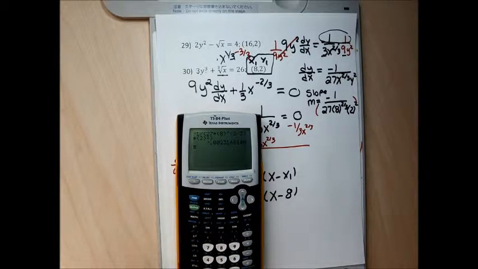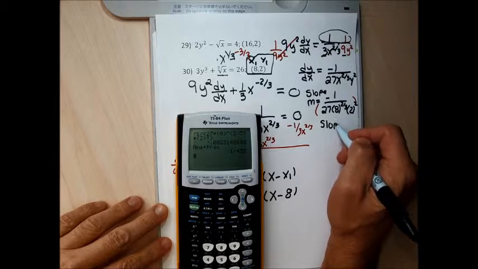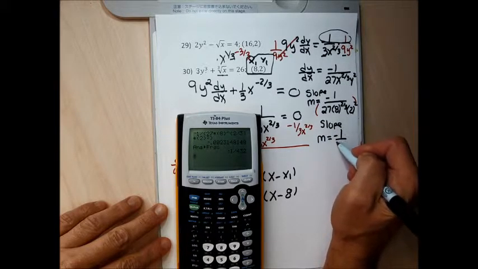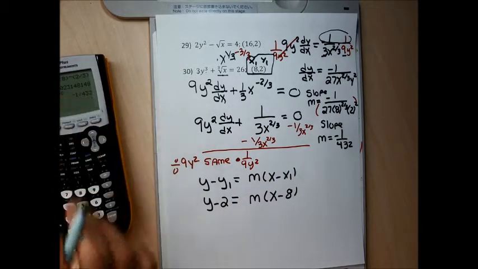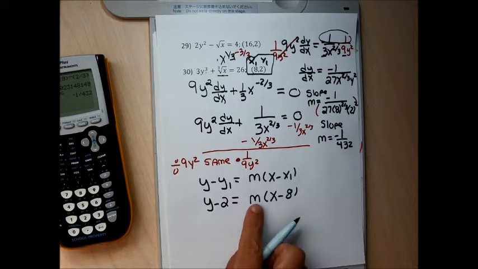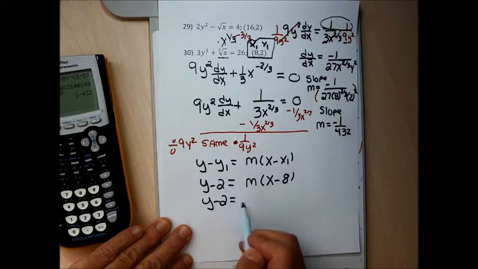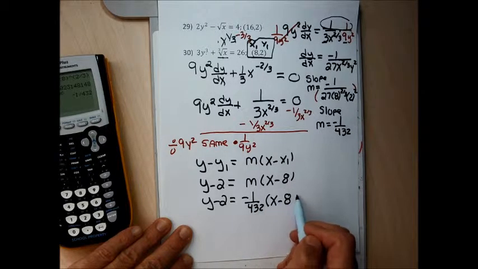And now I'm going to hit math enter, enter to make that into a fraction. So my slope that I'm trying to find to finish up this problem is -1 over 432. So what I'm going to do now is take that value and plug it into my shell of an equation. So I'm going to get y minus 2 equals -1 over 432 times x minus 8.